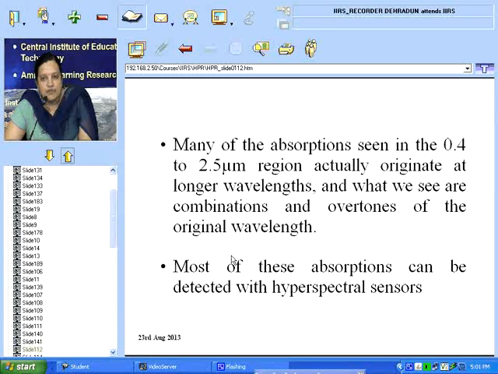So many of the absorptions seen previously, due to the charge transfer, were very broad in nature. They occurred in the visible region, but for the electronic processes as well as the vibrational processes, most of the absorptions were seen in the 0.4 to 2.5 micrometer region, which actually originate at longer wavelengths, and most of these can be detected with hyperspectral sensors because these absorptions were of the order of 10 to 20 nanometers.